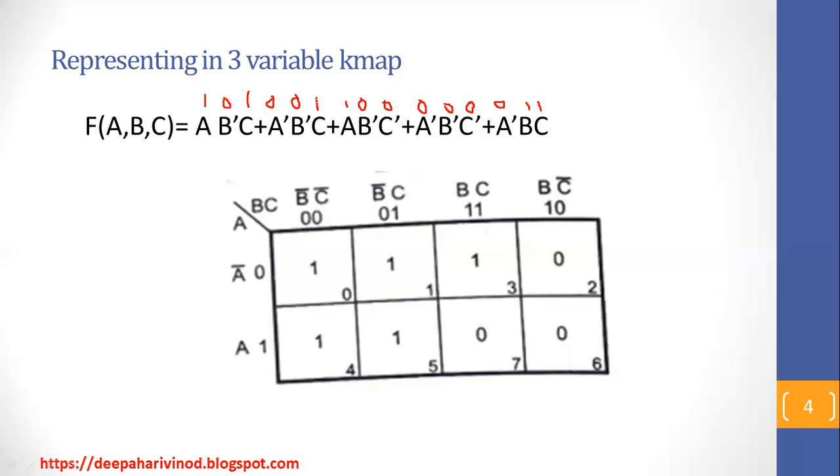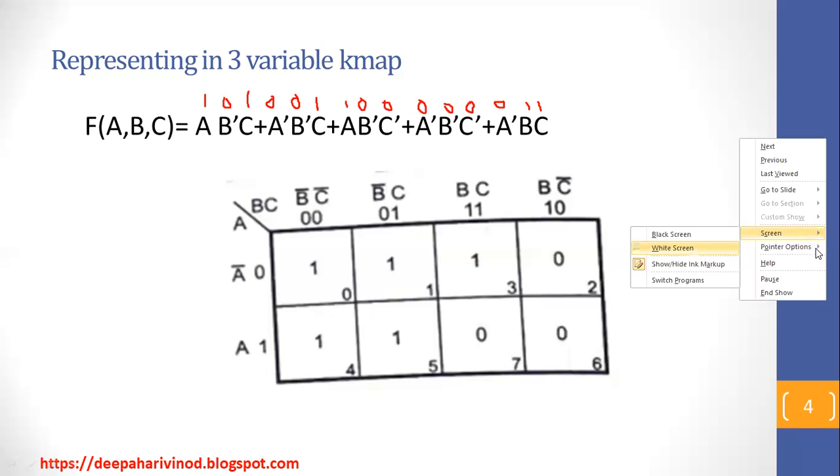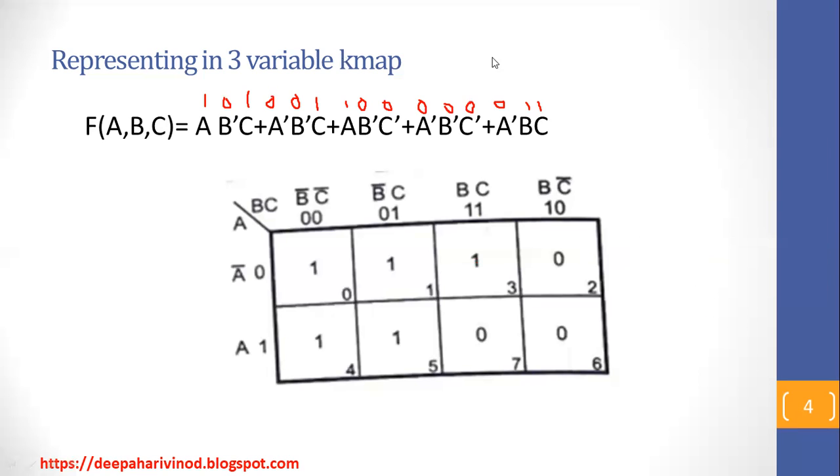The same way 001, so it is 1. 100 it is 4, it is 1. And 000 it is 1 over here, and 011 it is 3, it is 1 over here. In this way also we can map the given Boolean functions into the K map.